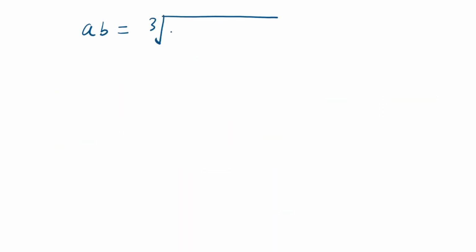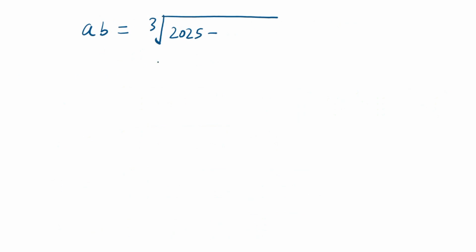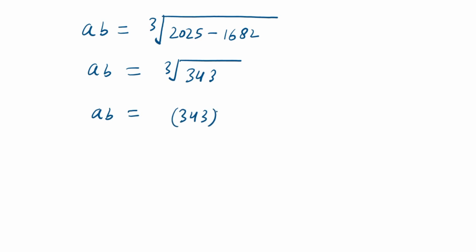On the left hand side a times b is equal to cube root of 45 square, which is 2025, minus 29 times square root of 2 bracket power 2, which is 1682. Then a times b is equal to cube root of 2025 minus 1682, which is 343. Then a times b is the same as 343 bracket power 1 over 3. a times b is equal to 7 power 3 bracket power 1 over 3.